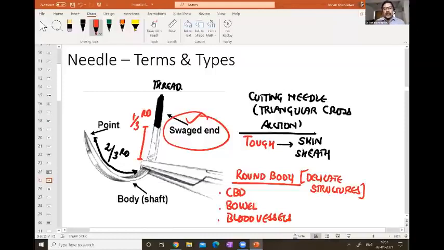Cutting needle has a triangular cross section and it is used for tough structures like the skin and the sheath. Whereas the round body needles are used for delicate structures like CBD, that is common bile duct, bowel, blood vessels and bladder. Another question, where do we hold the needle? You can see it is held 1/3 from the swaged end and 2/3 from the pointed end.